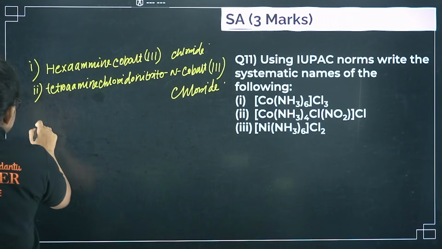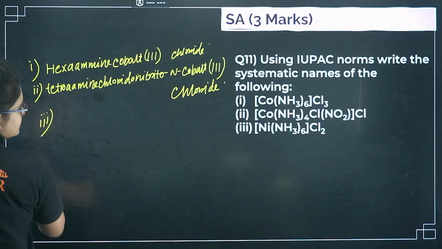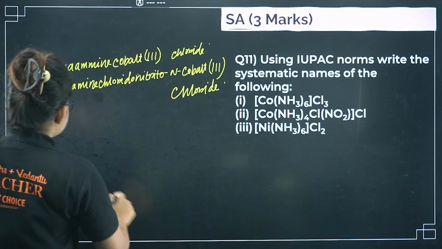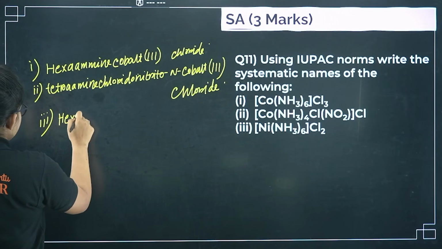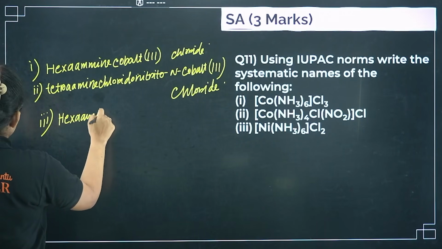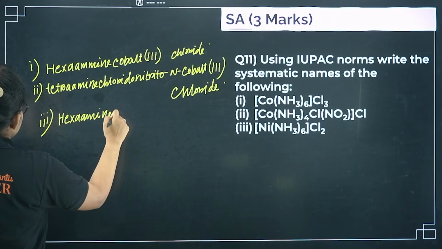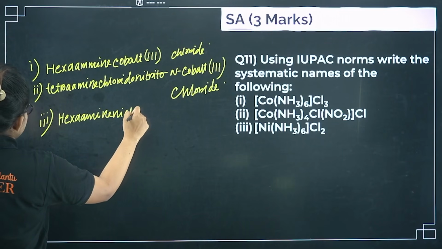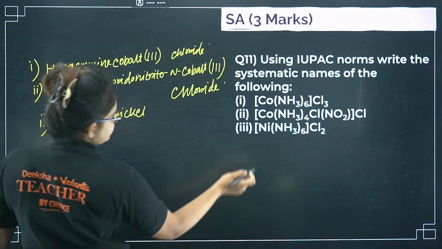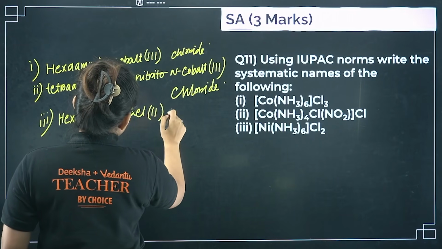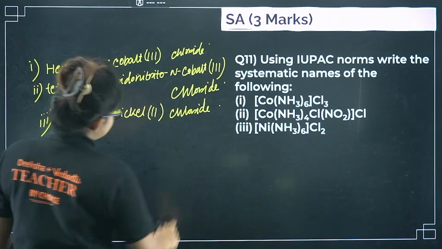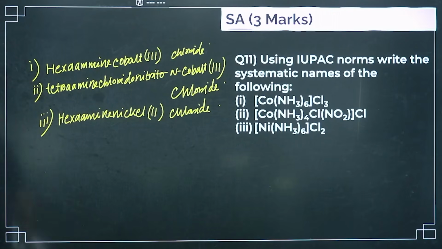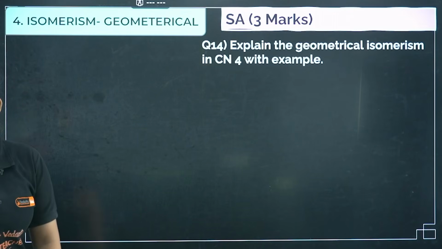Okay, let's proceed with the third one. Hexaamminenickel. Here the oxidation state will come 2. Then chloride. That's it. Okay, I guess this is clear to you. Let's proceed further.